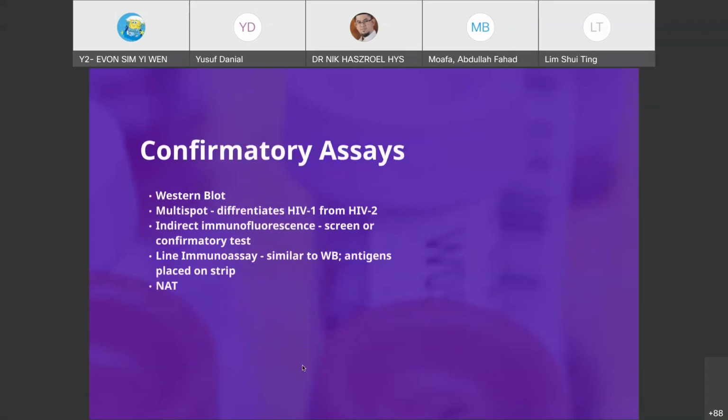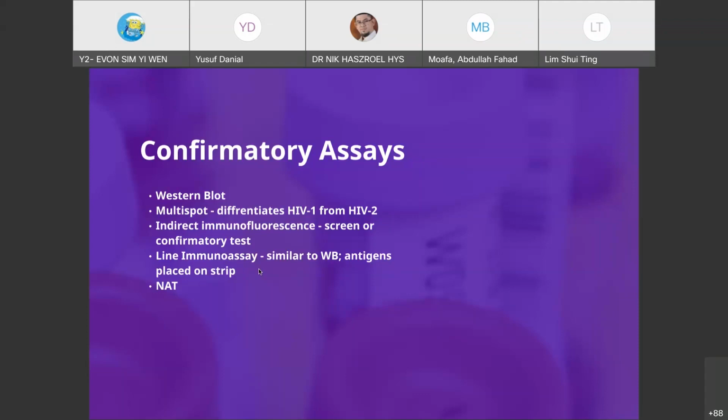Okay. So other confirmatory assays, we have the multi-spot test, which differentiates HIV-1 from HIV-2. And we have indirect immunofluorescence tests, which can screen or confirm the tests that are before, like immunoassays. And then we have line immunoassays, which are similar to Western blot, but they have higher specificity and they're faster generally. They have a shorter negative window. And that's one of the reasons why Western blot is actually not in the algorithm anymore. Western blot has been outdated already for HIV specifically.